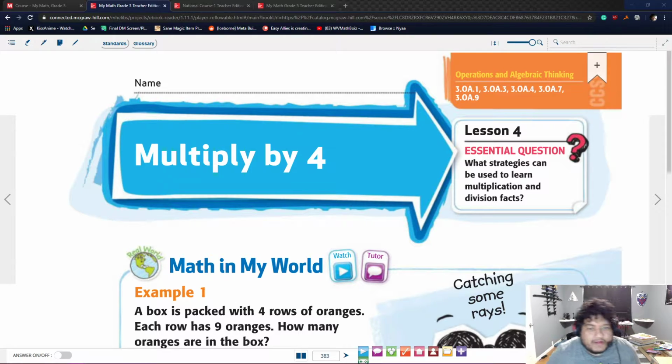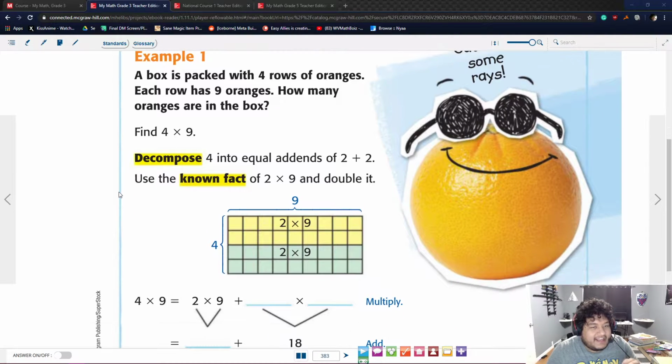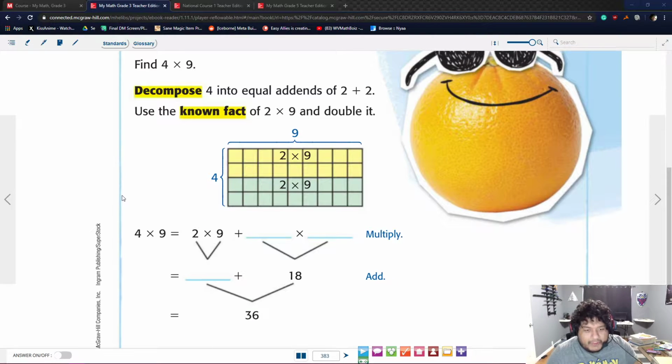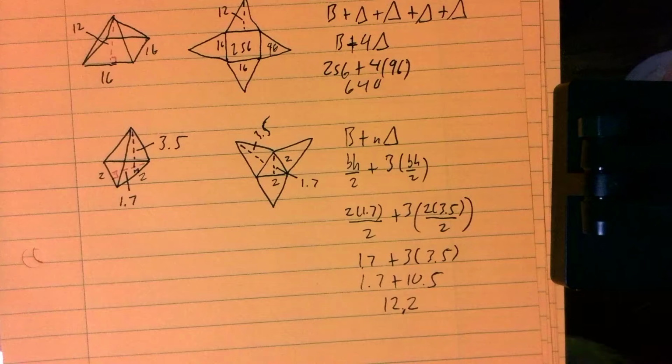Okay, so today we're going into multiplying by 4. Now, this is where things can get a little fun, because we are now going to introduce decomposing. All that means is you take a harder fact and make it into a known fact. So, I'll show you what I mean. Right here it shows you what it means, but it might be kind of confusing. So let's take a look at camera 2.